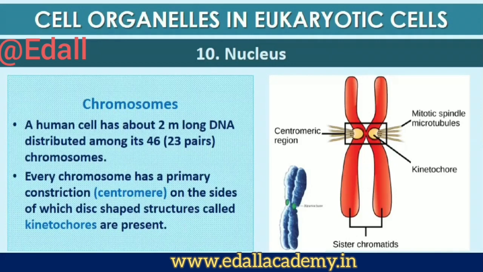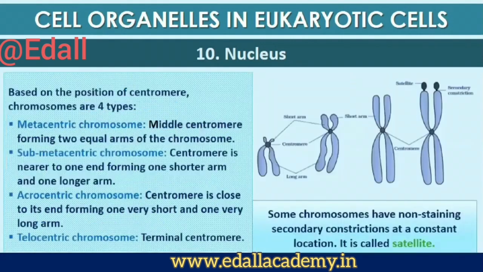Every chromosome essentially has a primary constriction or the centromere, on the sides of which disc-shaped structures called kinetochores are present. Based on the position of the centromere, the chromosomes can be classified into 4 types.